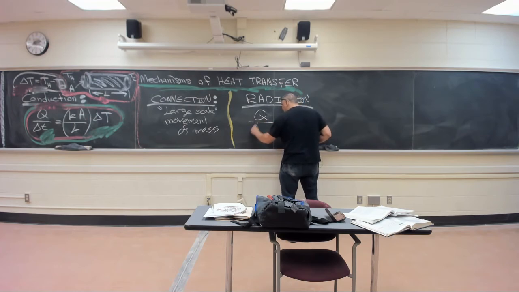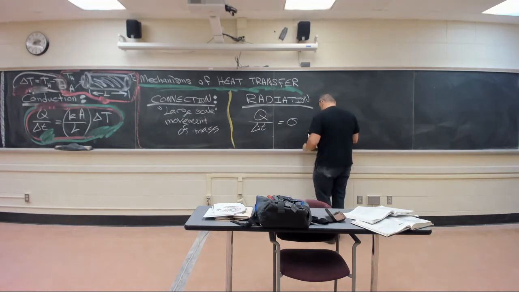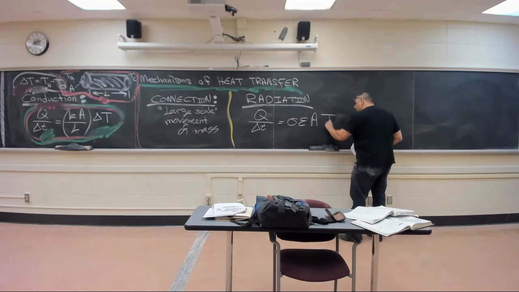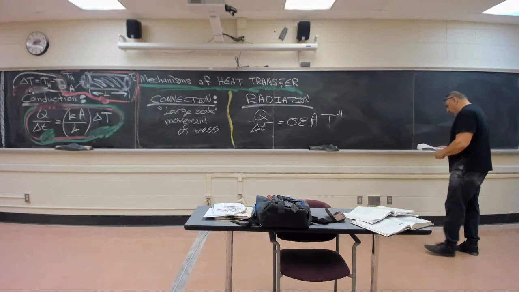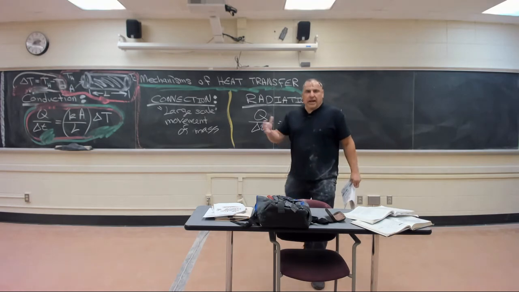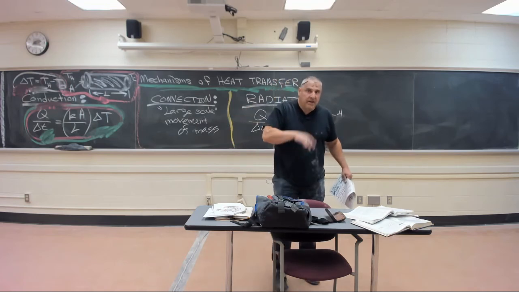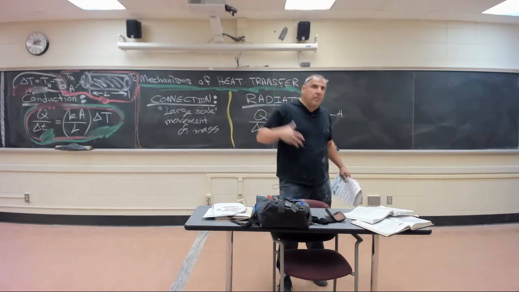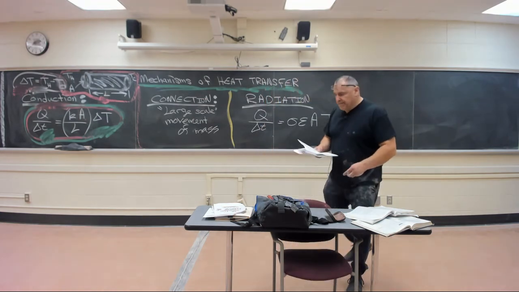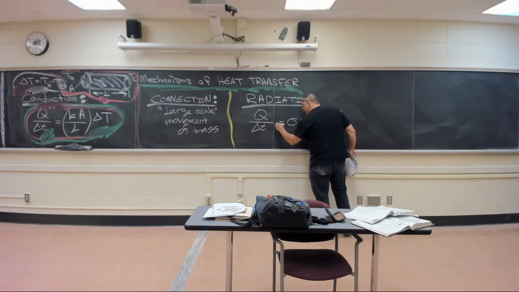Q is heat energy per unit time. That's power. Sigma, epsilon, both constants. A is area, the area of exposure, and T is the Kelvin temperature taken to the fourth power. If something is absorbing electromagnetic radiation from outside of itself, and it's also giving off electromagnetic radiation, so it's absorbing from the environment and also giving to the environment, there is a net difference. And the way that works, we'll talk about in a second here.